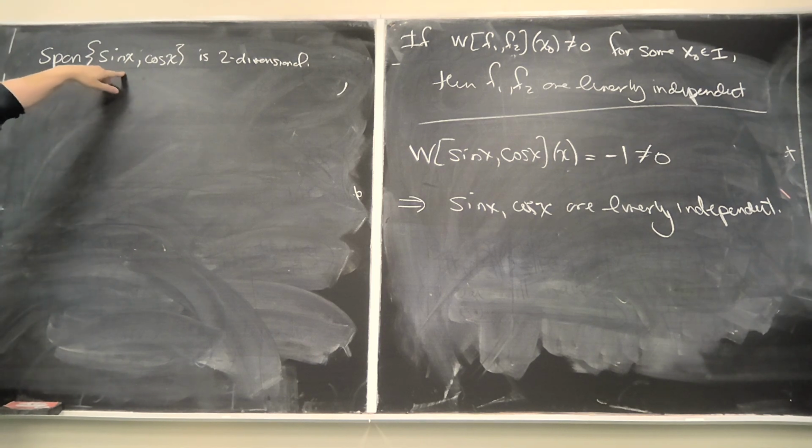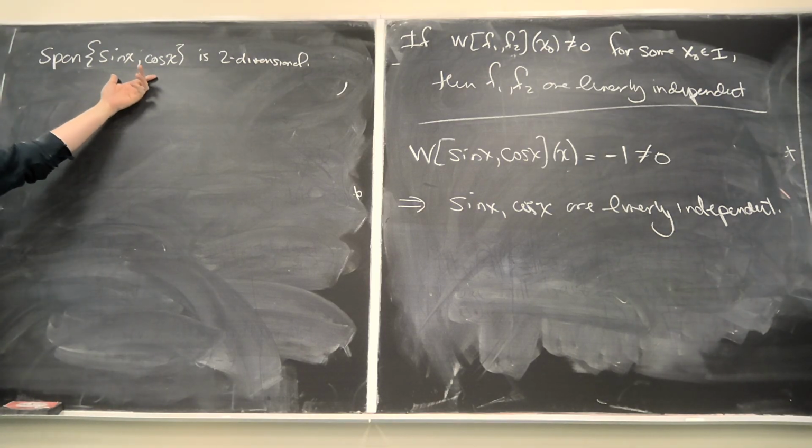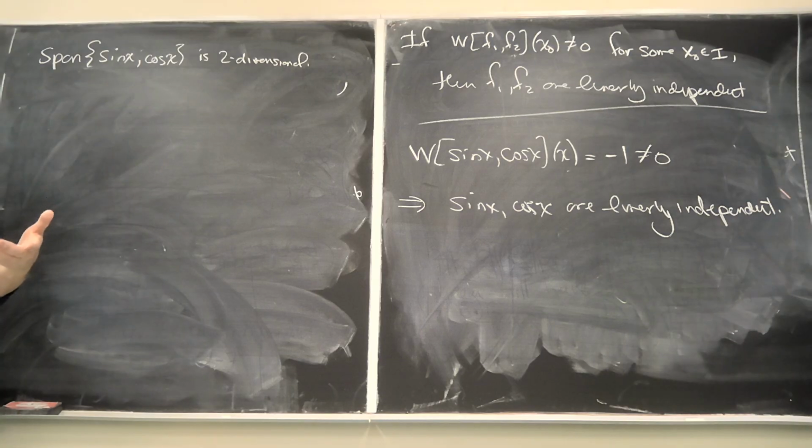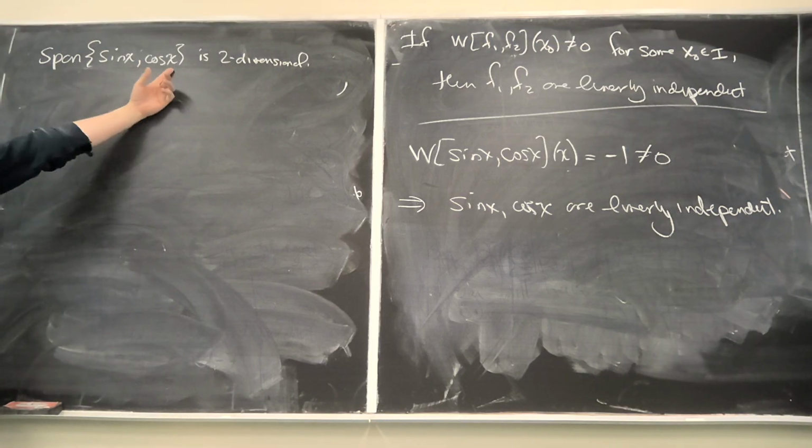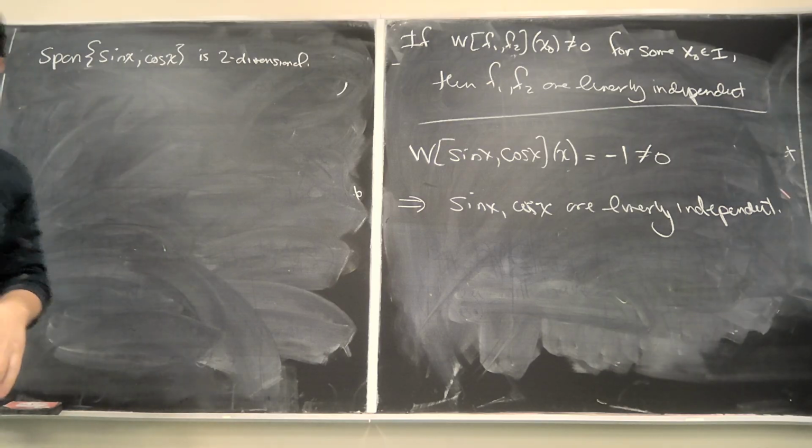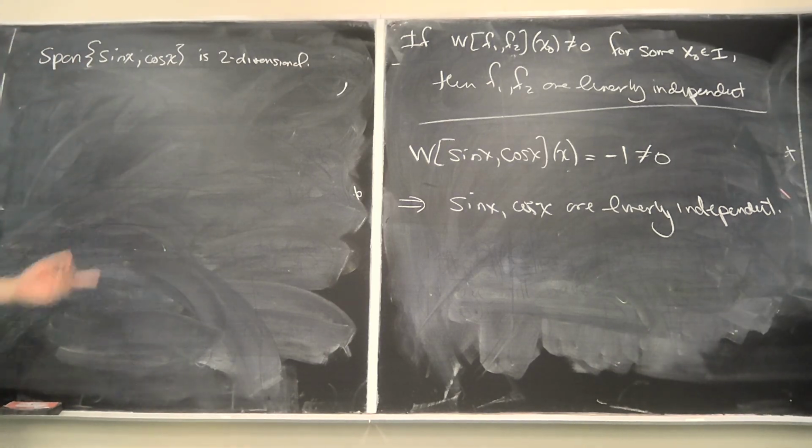Sine is an odd function, which means it's symmetric around the origin. And cosine is an even function, which means it's symmetric around the y-axis. So they're picking up two different types of information when you put them together. You can manipulate one into the other, but only by phase shifting the cosine to do it. And the phase shifted cosine and the original cosine will also turn out to be linearly independent.